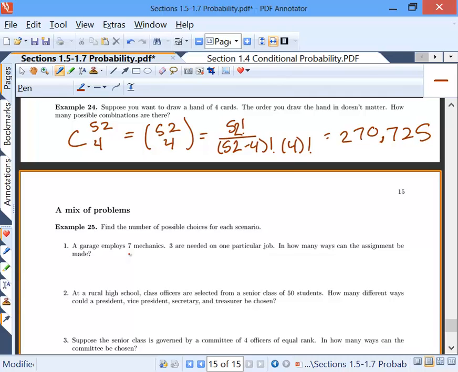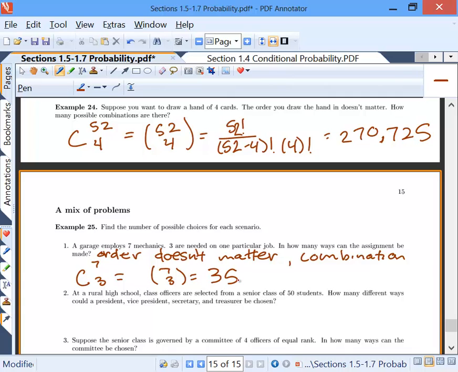Sometimes you're going to have to think through it logically and ask, do I think the order matters here? I would think that the order doesn't matter. So is this a permutation or combination? Combination. My total is 7 mechanics, choose 3, or 7 choose 3. Put it in your calculator. I get 35. Would you specify if order does or does not matter?